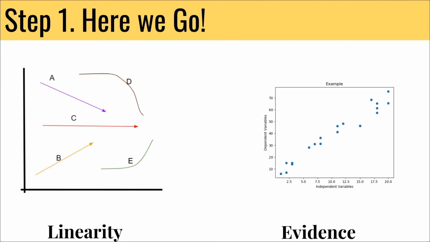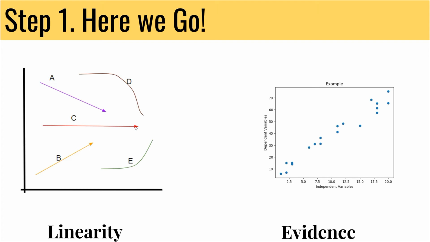So finally, step 1, here we go. First of all, as we already know, we need to do a safety check. We need to observe whether our data set or our data points, as plotted on the x and y axis, are linear or not. As you can see here, the lines A and B are perfectly linear, B having a positive slope and A having a negative slope.